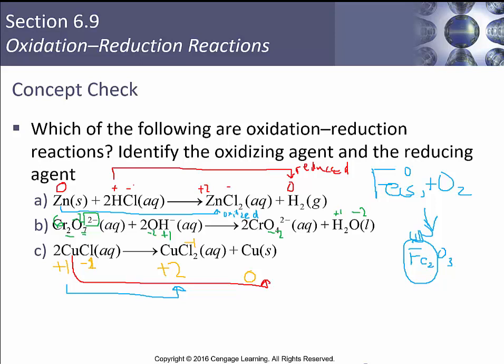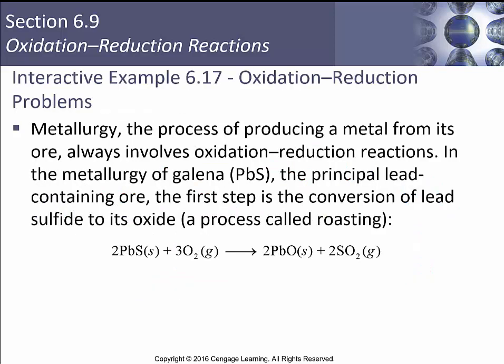This whole idea of reduction and oxidation is obviously super important when you're dealing with metals in the real world, right? So bridges rust. They start to fall apart because of the reaction of iron with oxygen to form iron oxide. You also want to refine a metal from its ore, right? So in metallurgy, the process of producing a metal from its ore always involves a redox process.